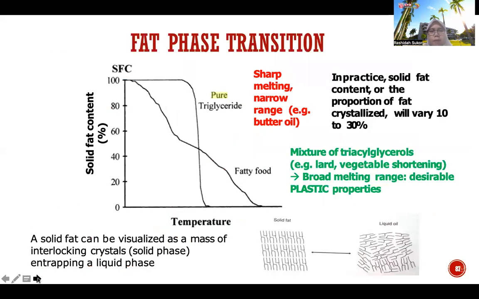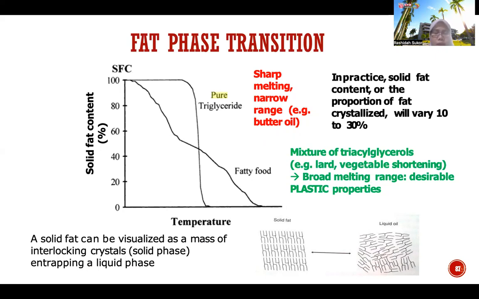Okay. So fat phase transition. Okay. If you want to learn more about this, okay, normally kalau for food tech student, we have one course that specialize in fats and oil only.